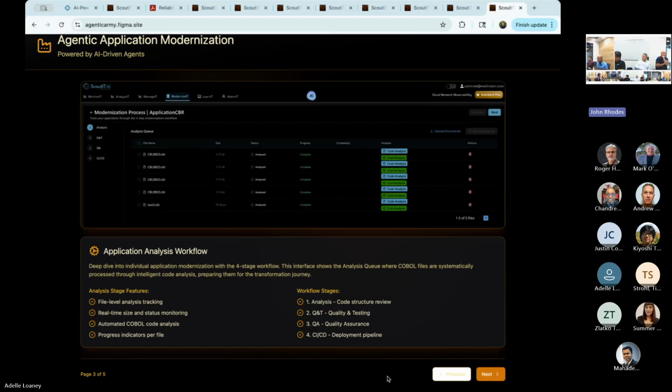So this is just another screen that would show you a more in-depth analysis of the workflow, file-level analyzing, tracking, real-time size and status, monitoring different analyses and process indicators across the different files. So it would show different workflow stages as they go through them. It's just an example again in dark view. Again, analysis is key right before you go into anything, and there's a lot of things going on behind the scenes. Another set of unnamed agents that are doing the thing in the different areas.